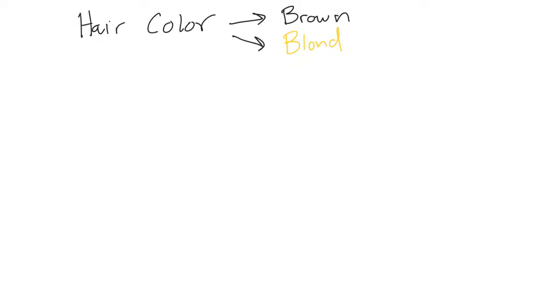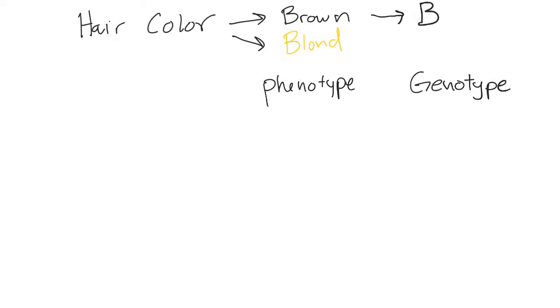Okay, this phenotype is formed by a combination of alleles which makes the genotype. So someone with brown hair can have the dominant allele, which we will denote as a capital B. And if it has two copies of this dominant allele, then it will have brown hair. But because this is dominant, it can also have one copy of the recessive allele and still be brown.